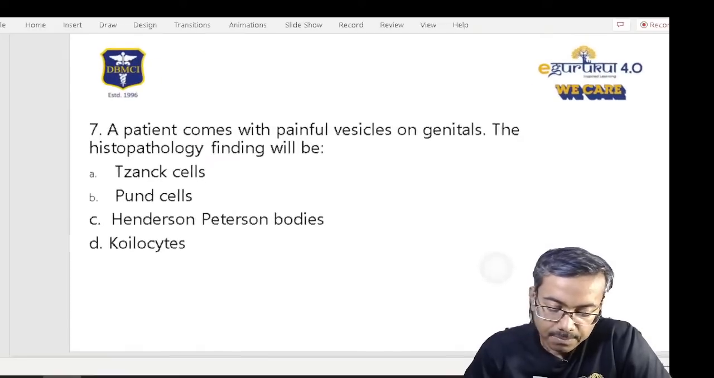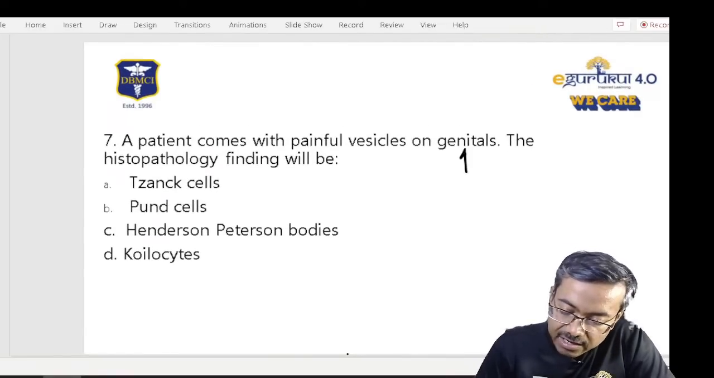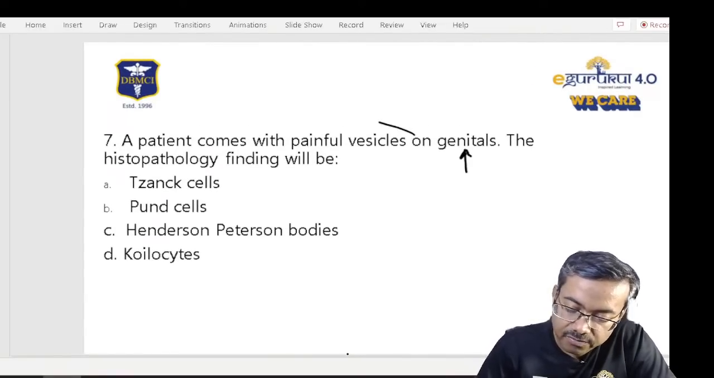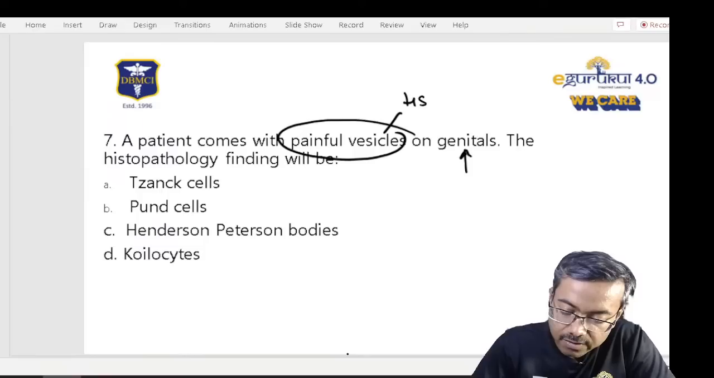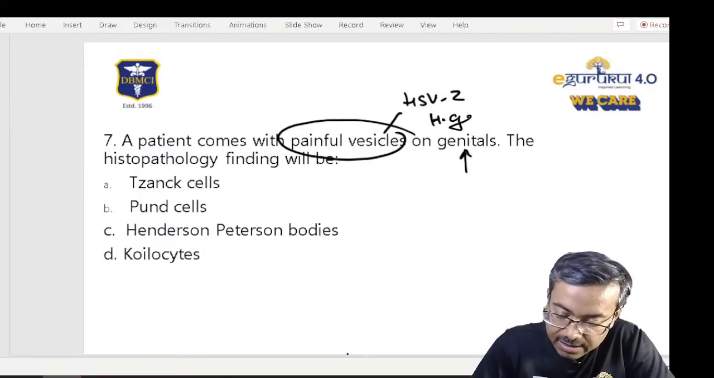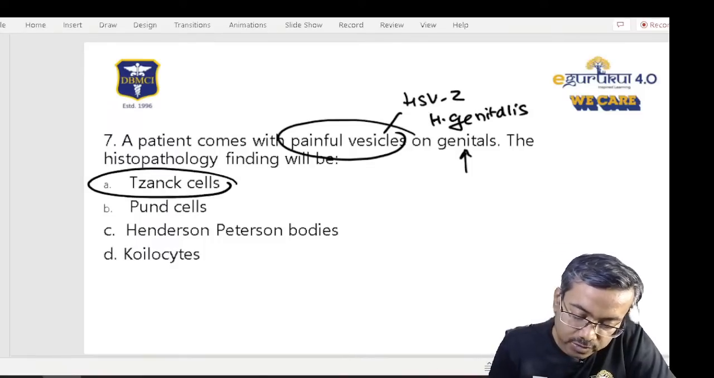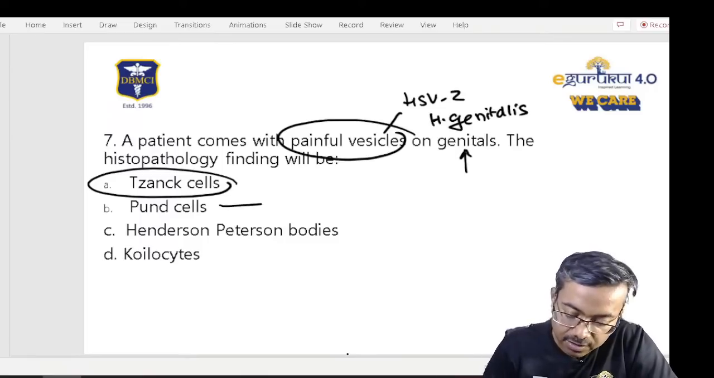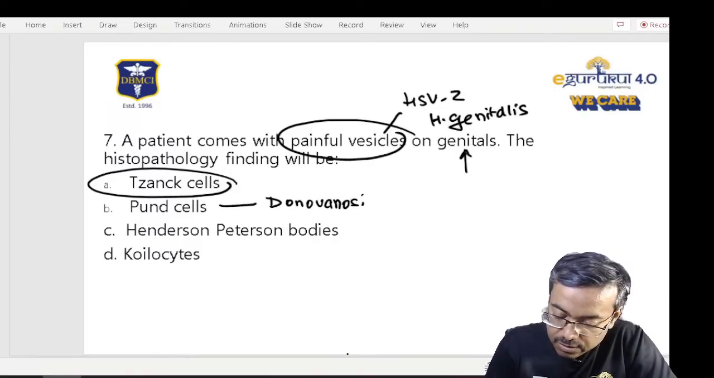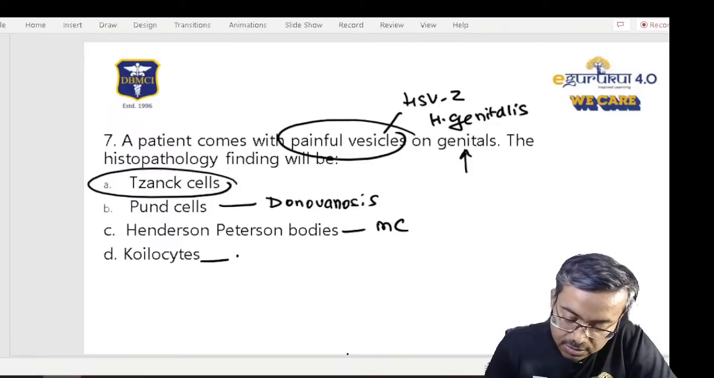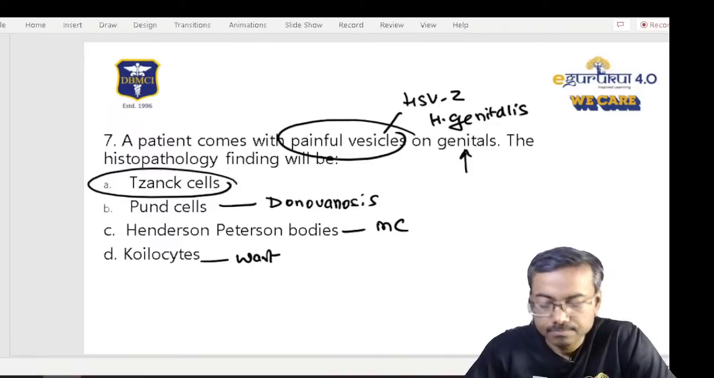Okay. A patient comes with painful vesicles on genitals. Histology, you know, the way we have vesicles on genitals, always going to be HSV2, herpes genitalis, okay? And obviously with that, we have no question on this Tzanck. We know this would be donovanosis, Pund cells we did cover. We know this is going to be molluscum. We know these are going to be warts. Clear?